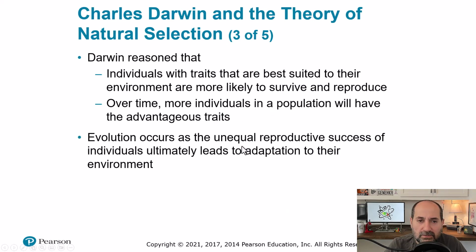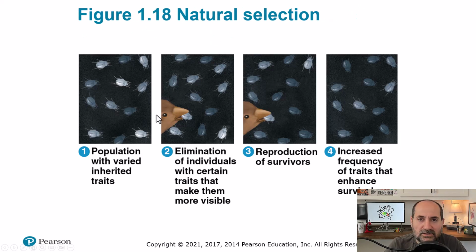And what you should know is his concept here. So what is descent with modification? This is what you need to know. Descent with modification is a change in traits in a population over time. You can also think of it as a change in genes or allelic frequencies, they call it, a change in allelic frequency over time. Alleles are different versions of a gene.